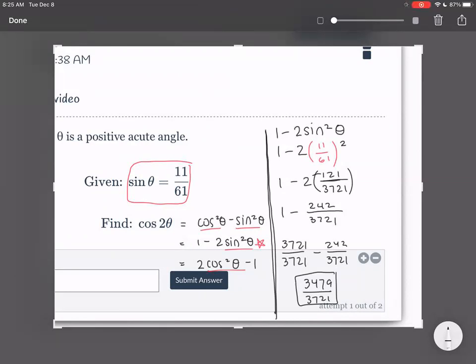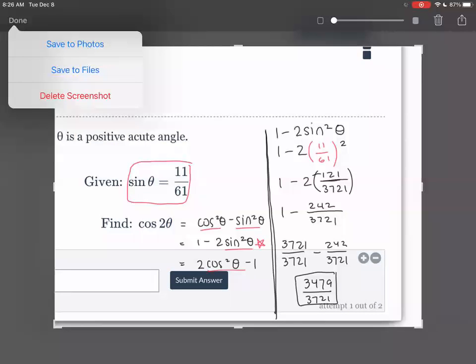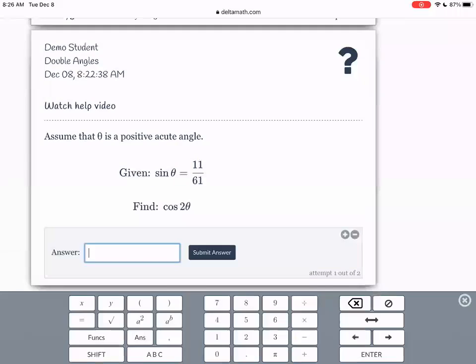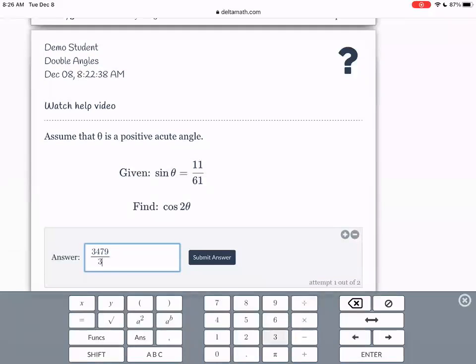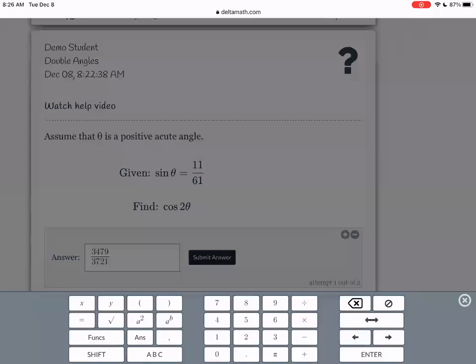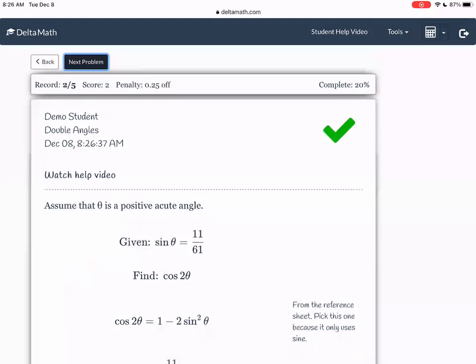I'm going to pause it here to see if you guys have any questions. All right, so 3479 over 3721. Did I do that right? Yes, okay.